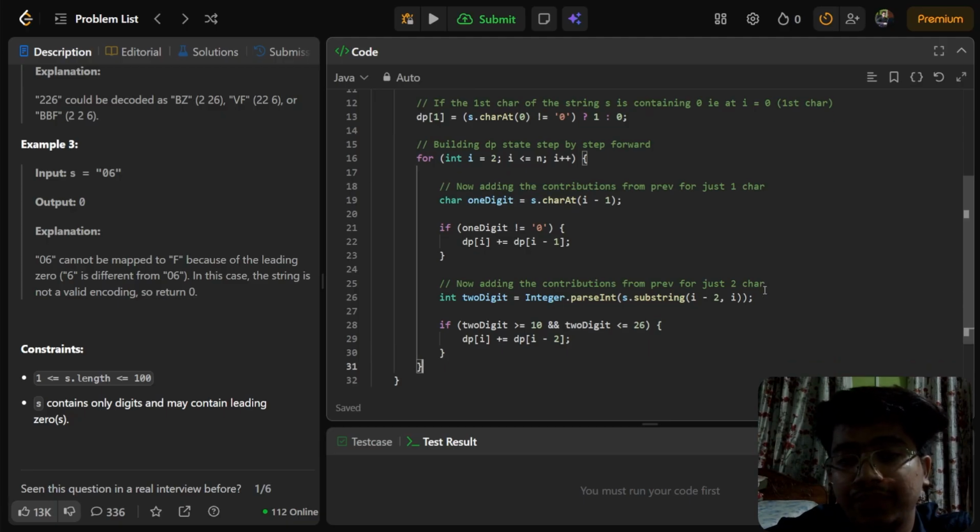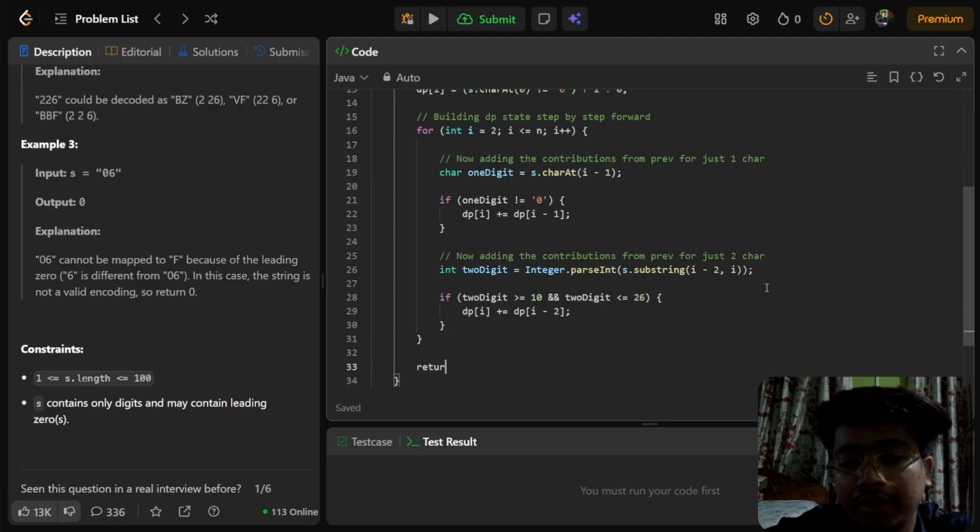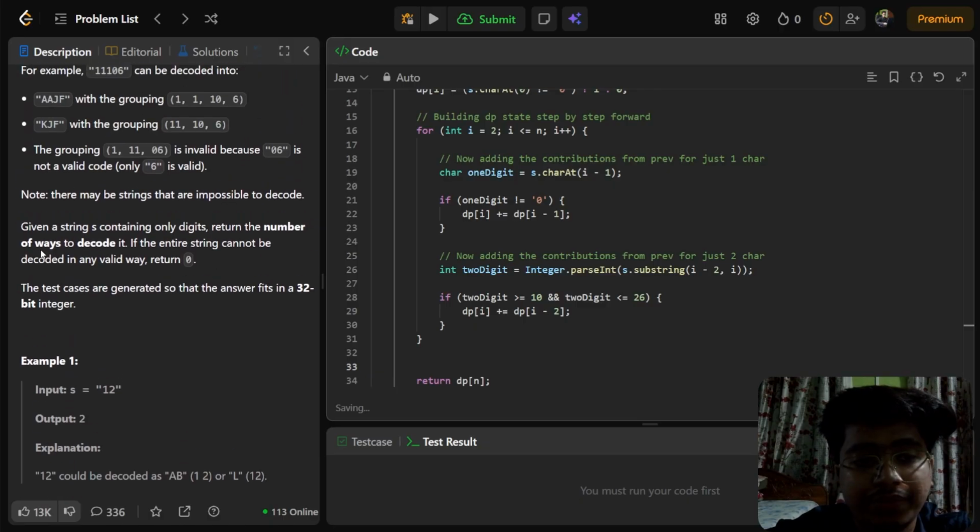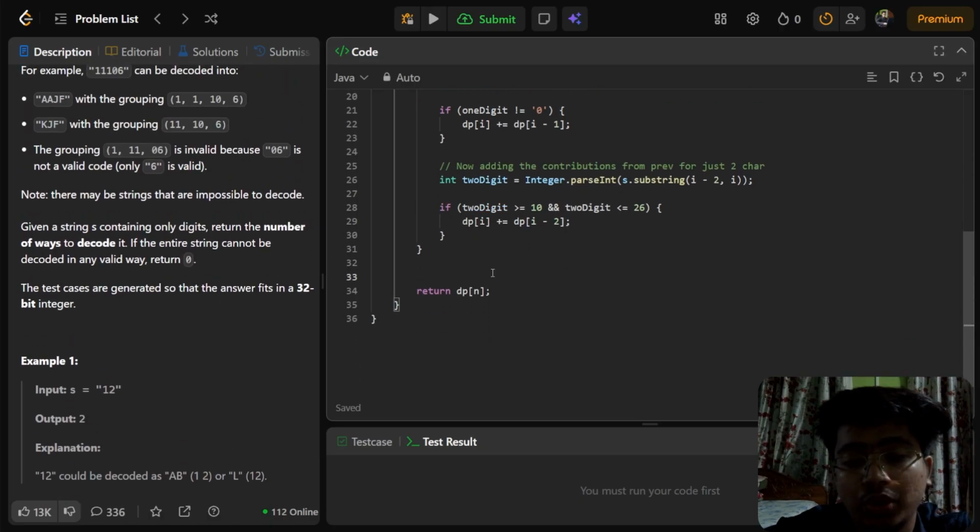Now at the end, dp of n will return as a value, so we return dp of n. dp of n contains the total number of ways. The objective, return the number of ways to decode it. So dp of n contains the total number of ways to decode.